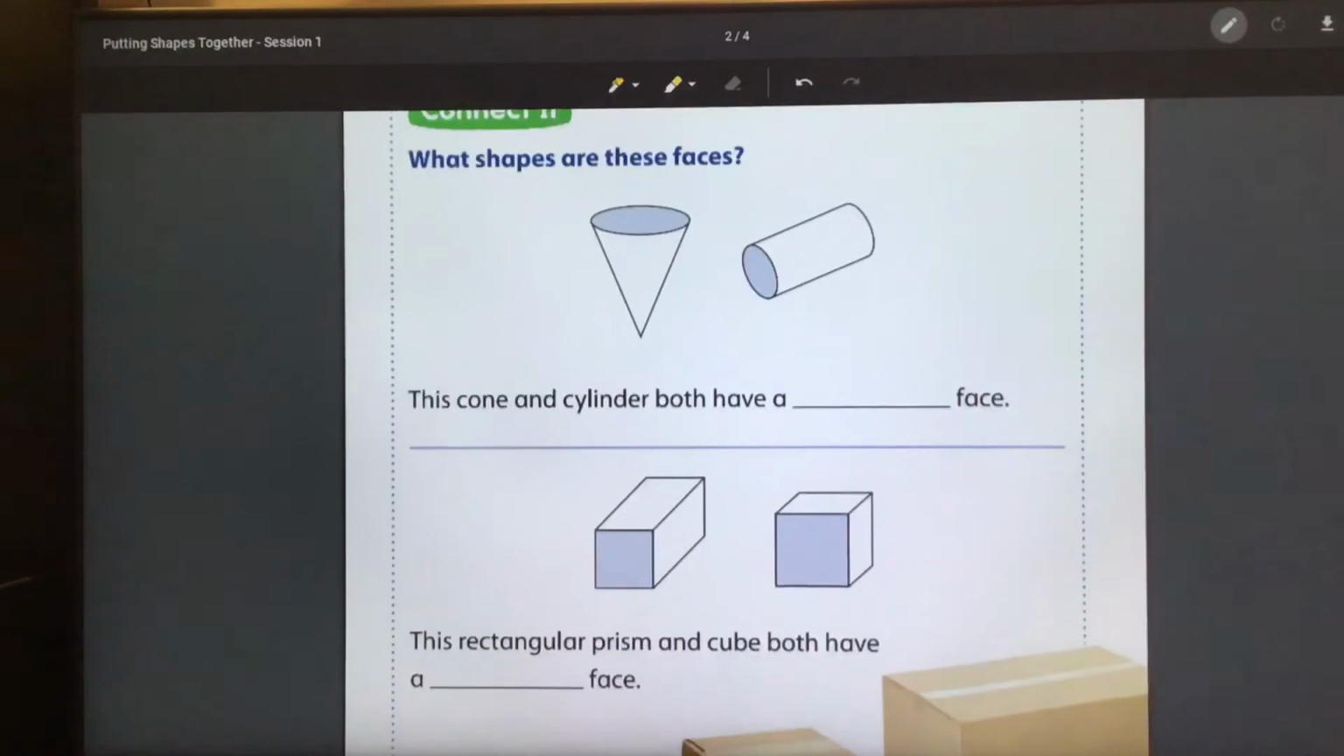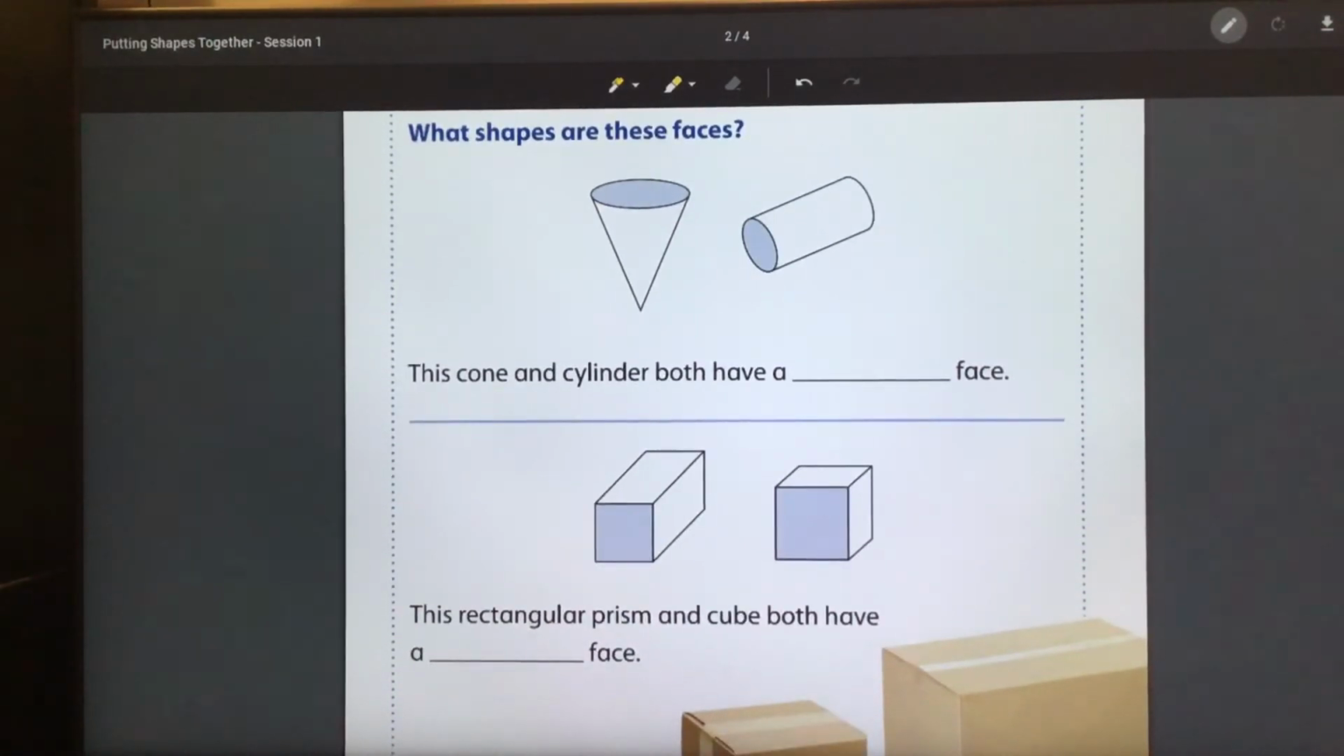Okay, going to the other side. What shapes are these faces? So when you look at the cone, you can see this blue shaded part right here is the face of the cone. And when you look at the cylinder, this blue shaded part is the face of the cylinder, because those are the flat sides. So it says this cone and cylinder both have a face. What shape do you see for the cone, and what shape do you see for the cylinder? I hope that you said circle. They both have a circle face. So on the line here, you're going to write the word circle.